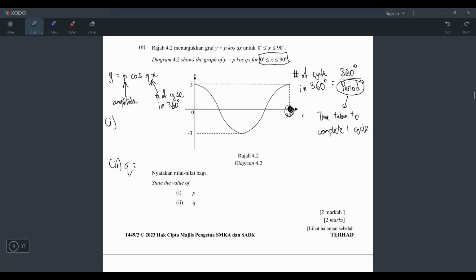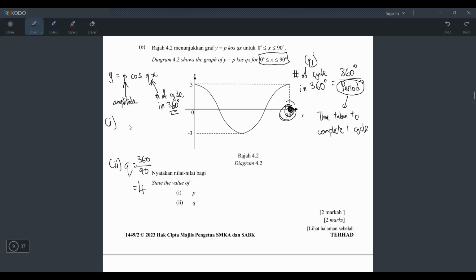It means you take the 360, you divide by period. Period means time taken to complete one cycle. And in this case, time taken to complete one cycle is 90 degree. So to get the number of cycle in 360, which is Q, you take 360 divide 90, and you will get 4. It means within 90 degree, you complete one cycle. But in 360, it's already 4 cycle. That's why the Q has to be 4.